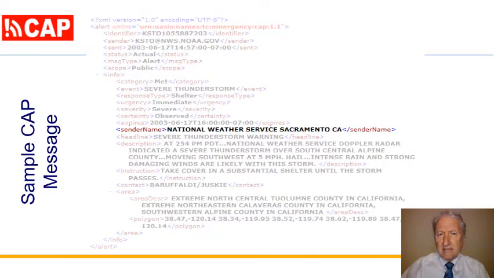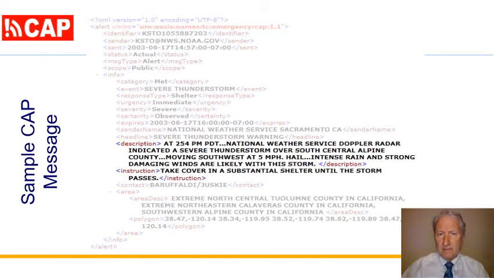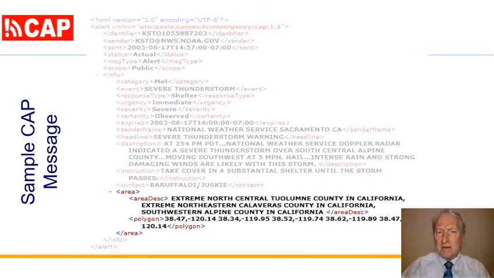Here, the sender name is National Weather Service, Sacramento, California. The headline is Severe Thunderstorm Warning. The description says, this storm has hail, intense rain, and strong damaging winds. And the instruction says, take cover in a substantial shelter until the storm passes. Notice the alerting area. For human readers, the area is described in text, but for automated processing, the area is also given as data, the latitude, longitude boundary of a polygon.